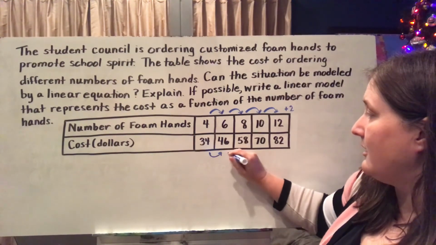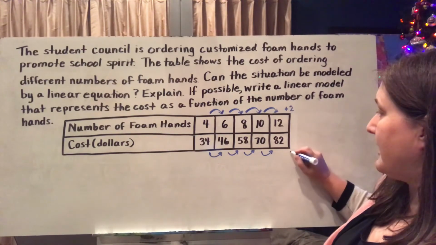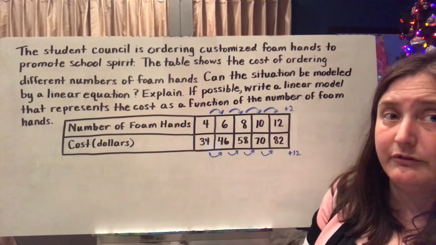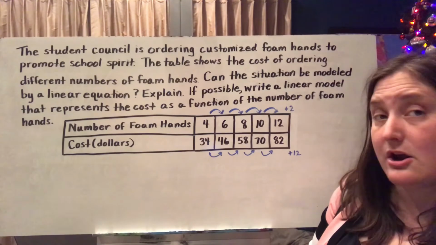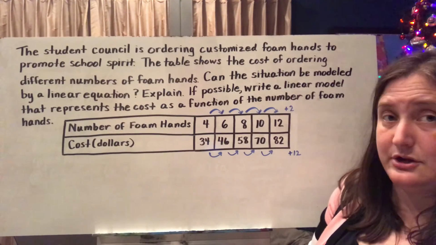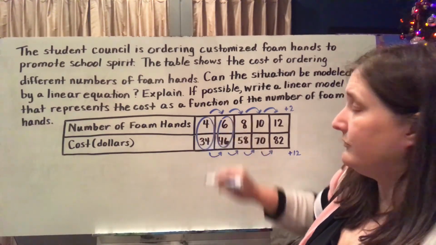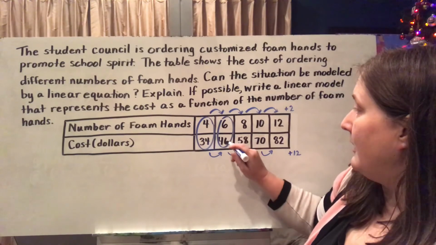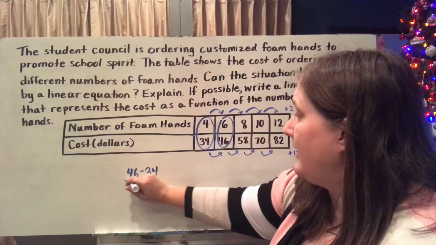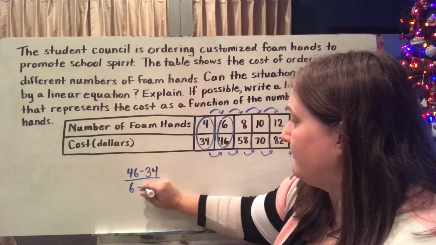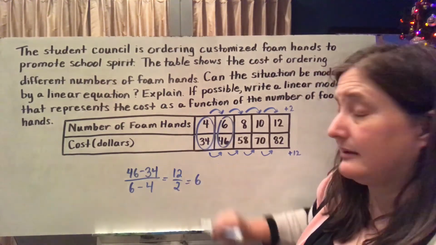Now going here, I also see they're going up. This time, they're always going up by a constant rate of 12. But we do have a constant rate of change for our x and our y, so I know this is going to be linear. So I am going to be able to write it as a linear equation. So I'm going to just pick 2 of these points so that I can find a slope. I'm going to subtract my y values, 46 minus 34, and my x values, 6 minus 4, and I get 12 over 2, or a slope of 6.